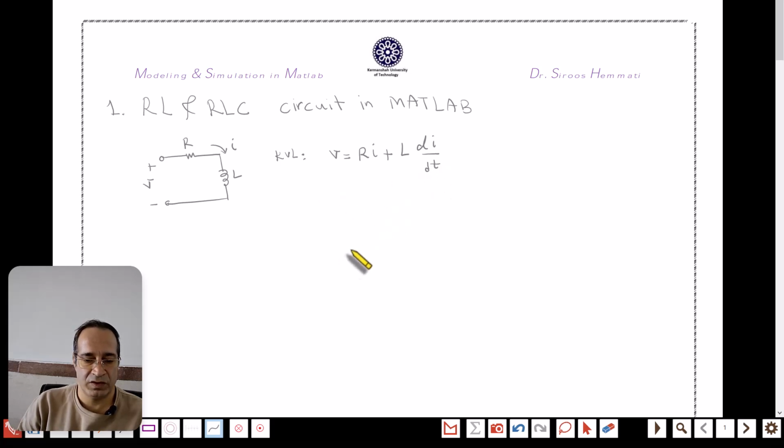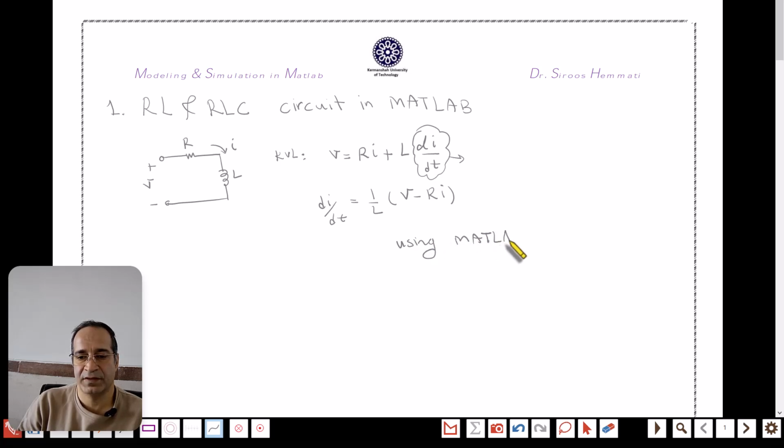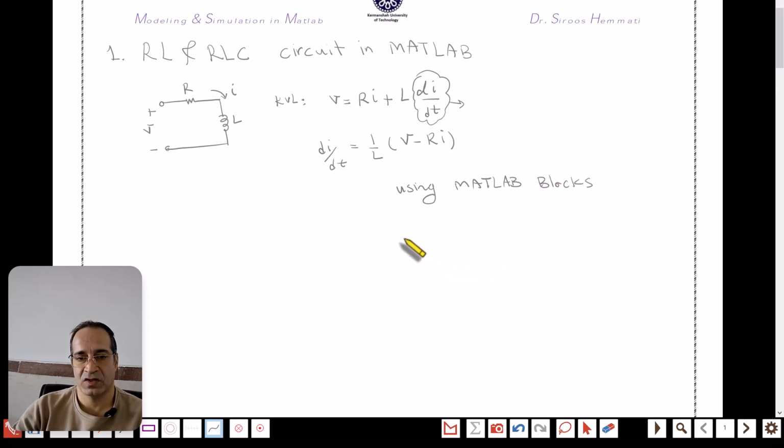And then the only thing I need is to write the equation in terms of di over dt like this. Di over dt is 1 over L times (V minus R times I). And using MATLAB blocks, we can solve this equation.